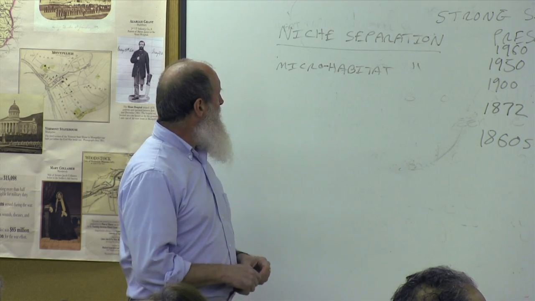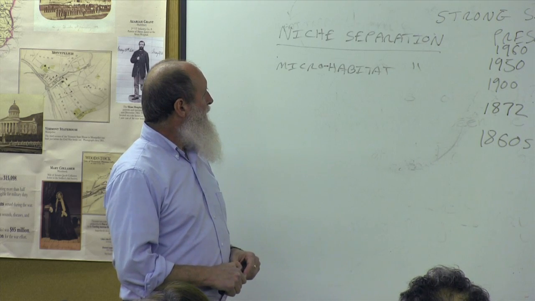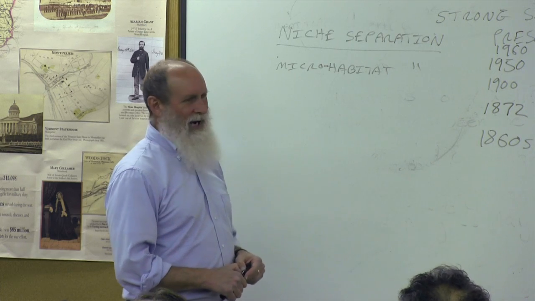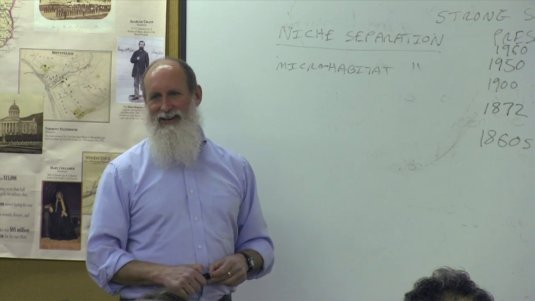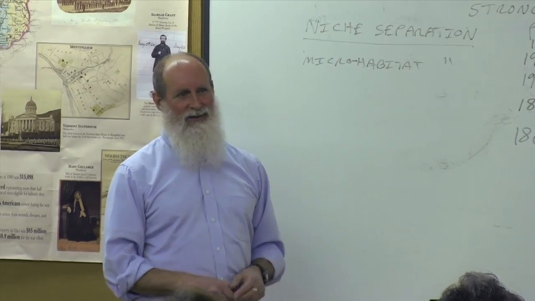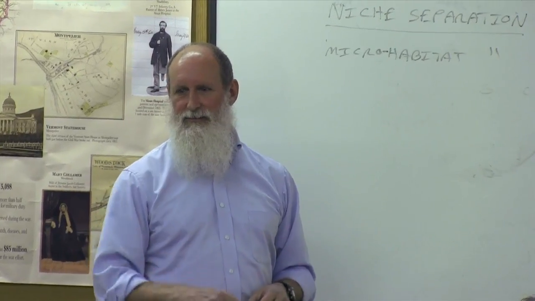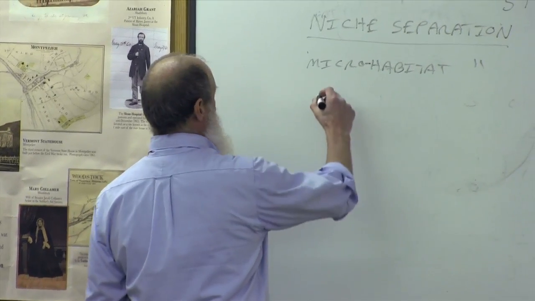How else can two species that maybe use even the same microhabitat, eat the same food, how could they separate their niches in the same ecosystem? Temporal. Yeah, so this would be temporal separation.